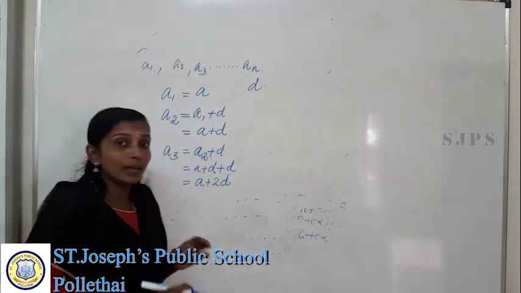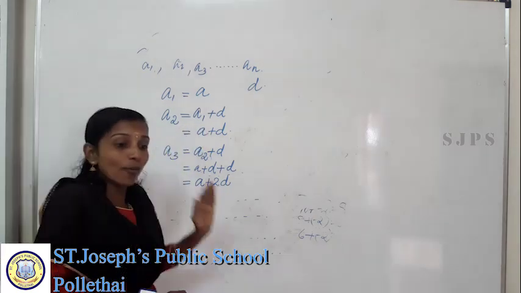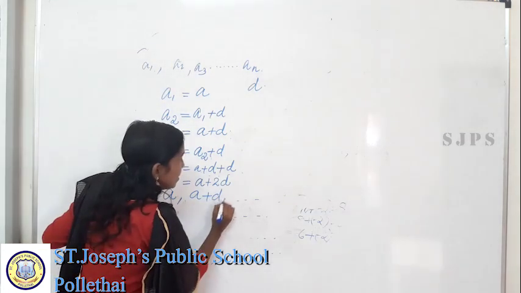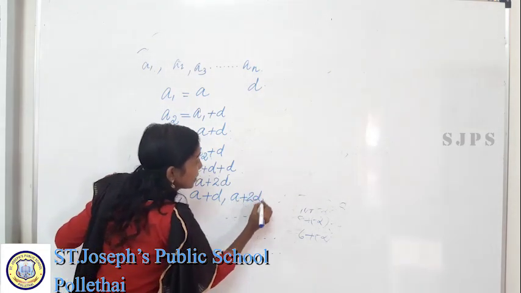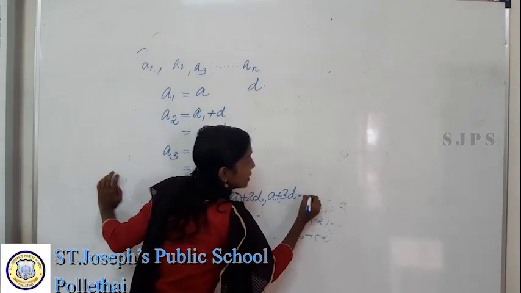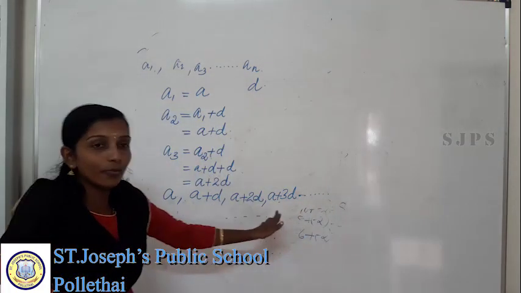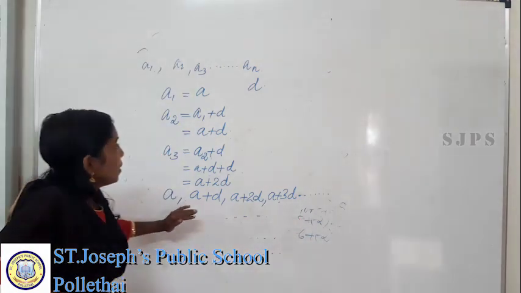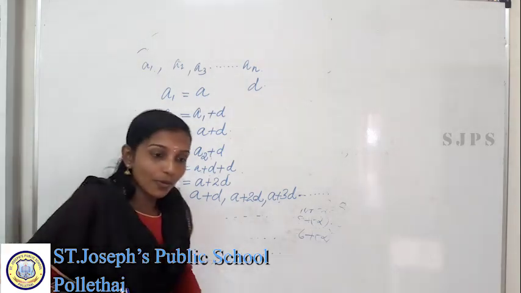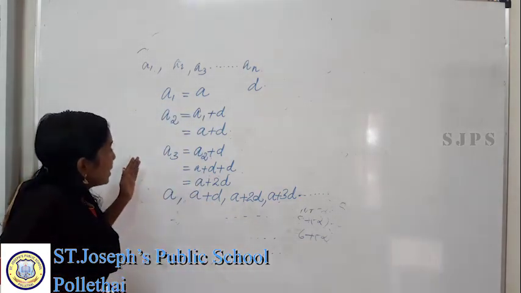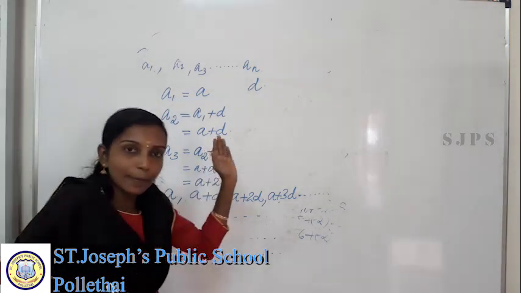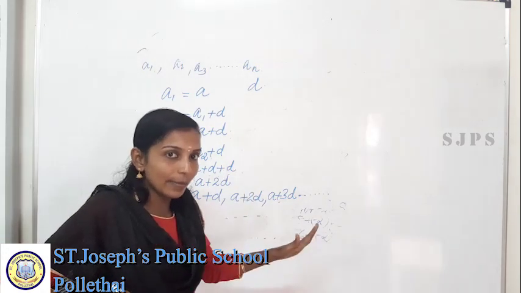Then from there we can find the general form of an AP: A, A plus D, A plus 2D, the next term is A plus 3D, etc. This is the general form of the AP. So, arithmetic progression is the collection of numbers in which the successive terms are obtained by adding a fixed number to the preceding number, except the first number.